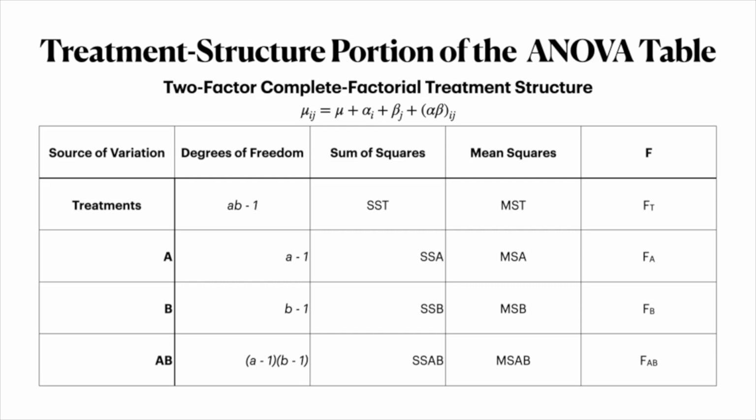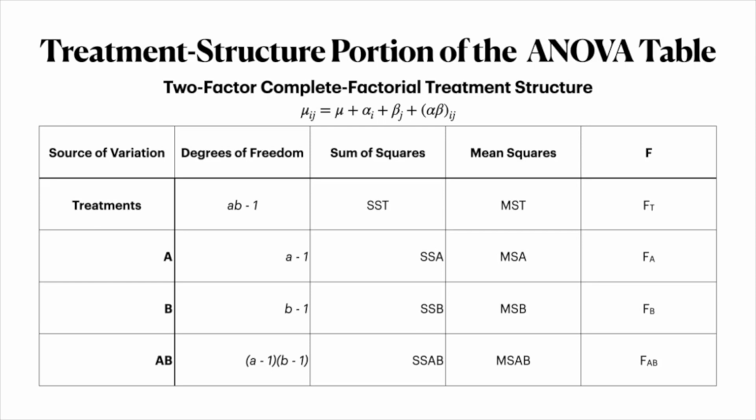All right, so here is the treatment structure portion of the ANOVA table. Now notice that this is not a complete ANOVA table because I don't have a row for the error as a source of variation. I don't have a row for the total source of variation. What I've done here is I've extracted from any one of those three basic ANOVA tables that we looked at previously the row for treatments, which has A times B minus 1 degrees of freedom.